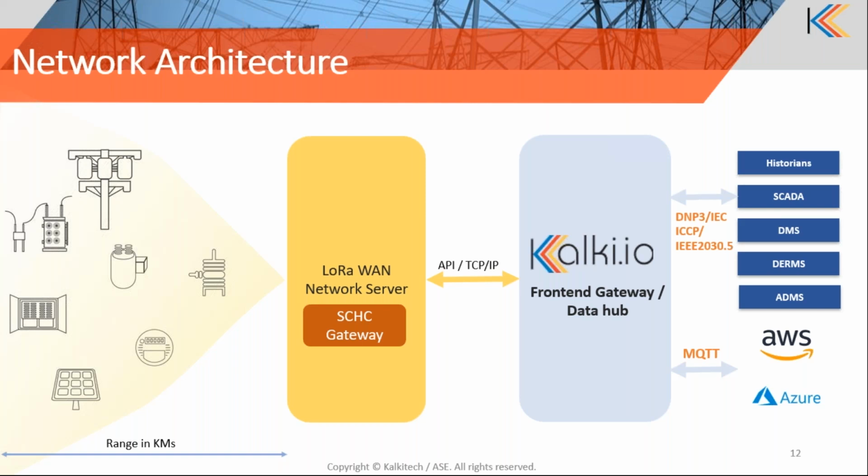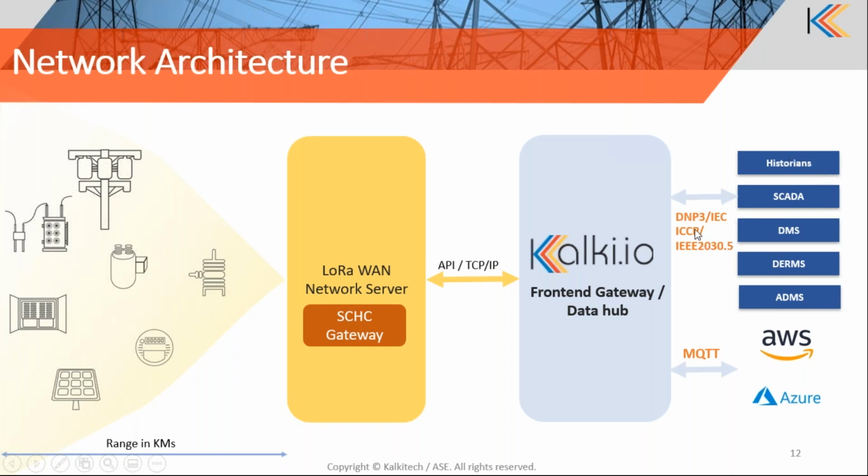To talk about the network architecture, there are LoRa-based network nodes. In our case, it will be DT meters, or it could be solar panel inverters, sectionalizers, capacitor banks, or small DT transformers. All these equipment having LoRa connectivity will be connected to a LoRaWAN network through a gateway. And the LoRaWAN network can be directly connected with the head-end system. It could be directly integrated with historians or SCADA systems, DMS systems, DERMS, or ADMS systems available with the utility, through a front-end gateway called Kalki. You can use Kalki IO as a front-end gateway and collect the data from the LoRaWAN network server and share it with legacy systems.